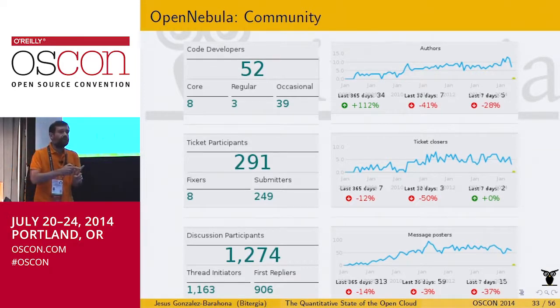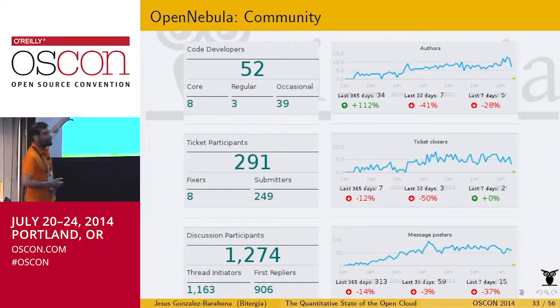Regular means the next 15%, right? And occasional means the last 5% of contributions. So you can see that usually the important people are the core and maybe the regular. With that, you can get an idea of what's happening in the project. When we look later at the company analysis, you are going to understand this very, very quickly.